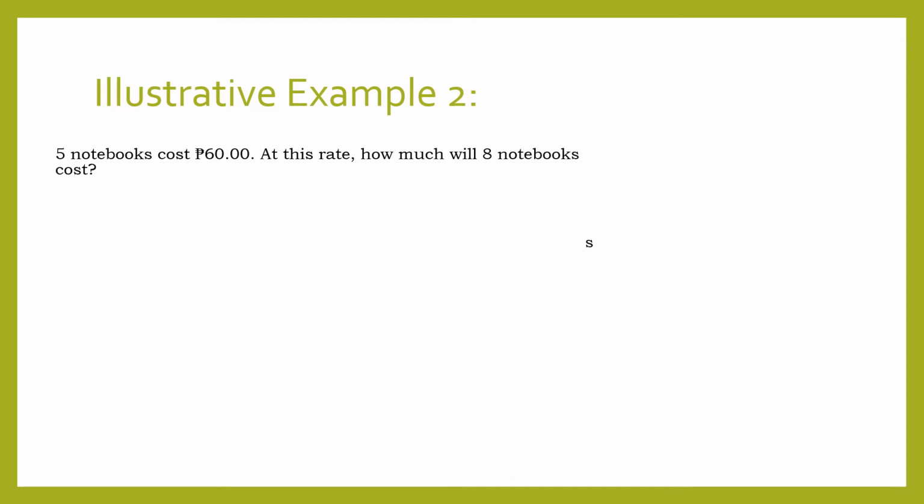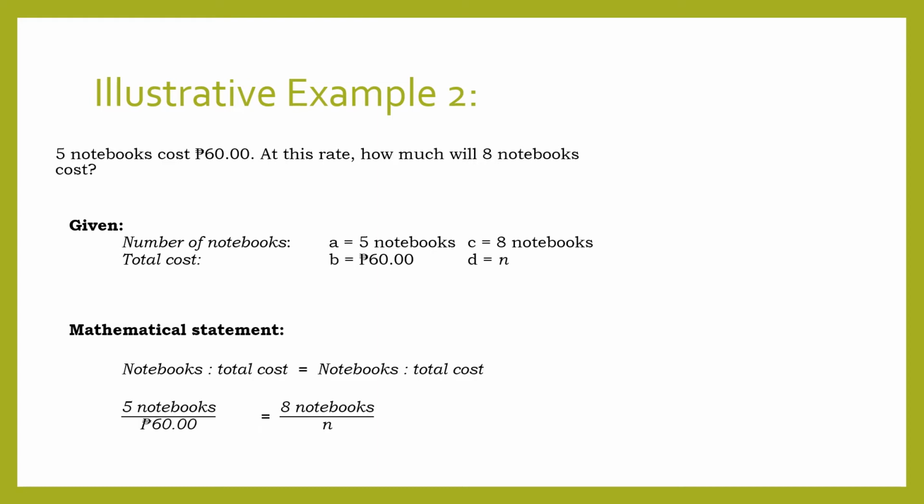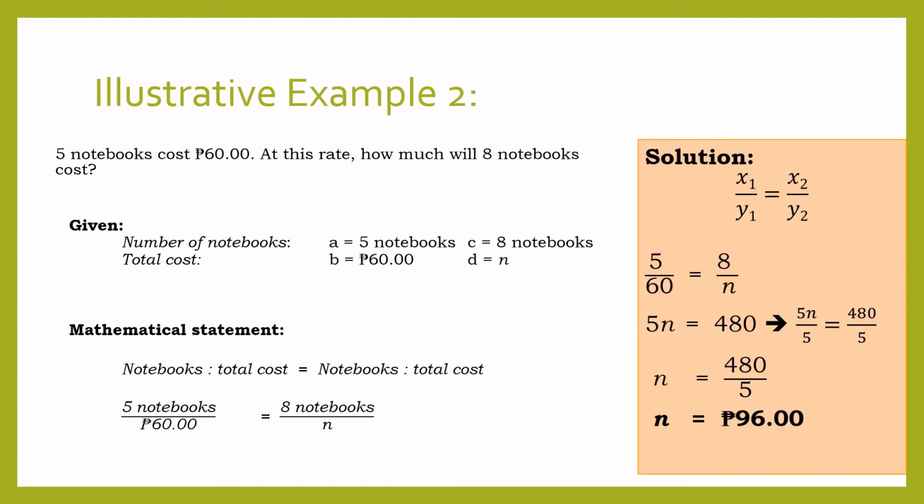Another example: 5 notebooks cost 60 pesos. At this rate, how much will 8 notebooks cost? So let's see the given. And the next thing that we do is to write the mathematical statement of this. Now to solve this, we will use this formula: x sub 1 over y sub 1 is equal to x sub 2 over y sub 2. Now let us do the cross multiplication.